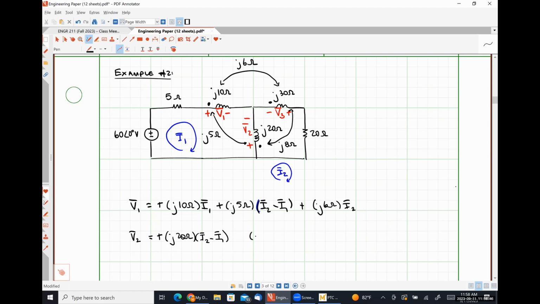Of j5. The only current flowing through coil 1 is the current I1. So now we need to figure out whether this is going to get a positive sign or a negative sign, right? So once again, positive polarity terminal of voltage V2 is at the dot of coil 2. Current I1 is flowing into the dot for coil 1. So this should get a positive sign.